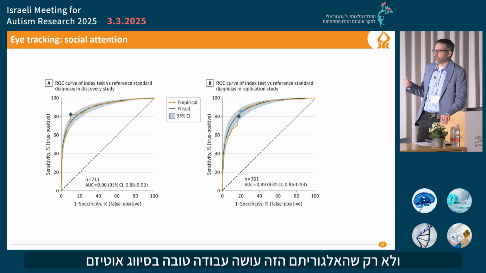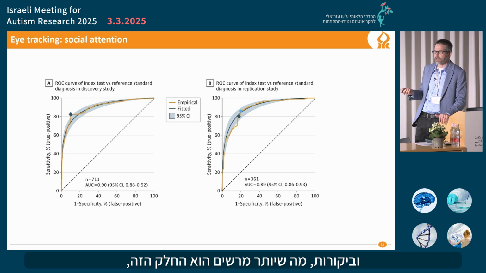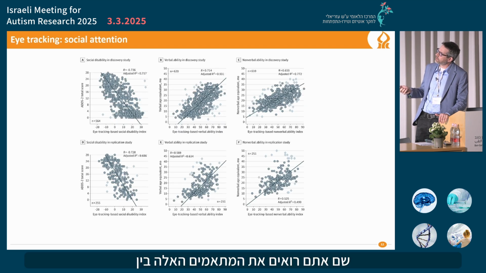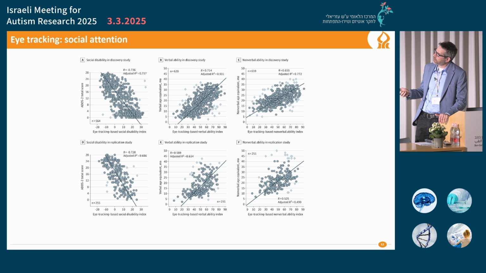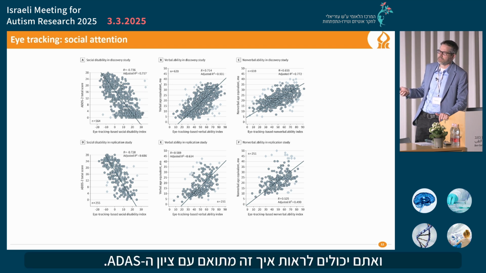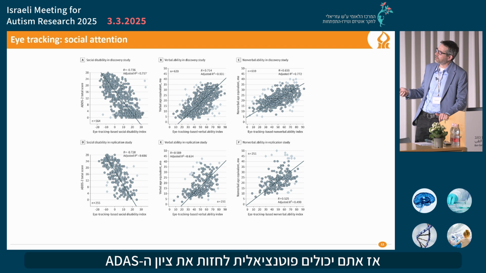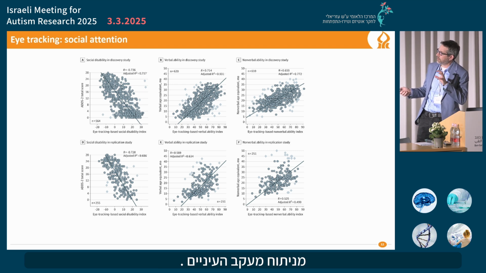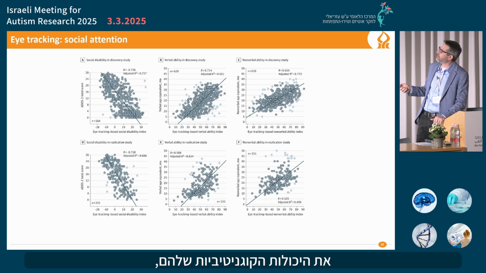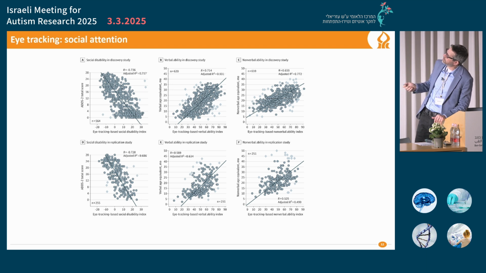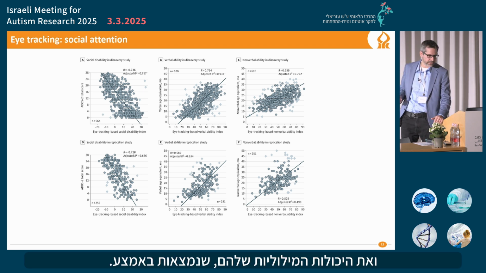And not only does this algorithm do a good job of classifying autism and controls, what's even more impressive is this part, where you see these correlations between different parts of their algorithm. So this is a social disability index, and you can see how it's correlated with the ADOS score. So you could potentially predict the ADOS score from the eye tracking analysis. And not only that, you could also predict with some accuracy their cognitive abilities, which is here, and their verbal abilities, which is in the middle.